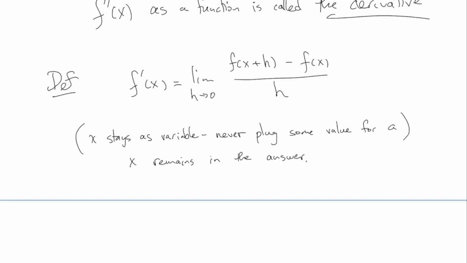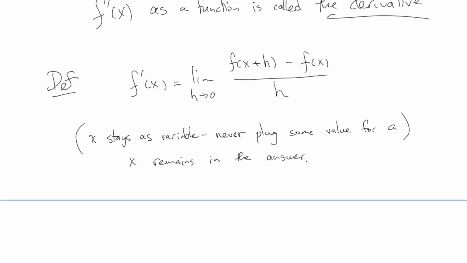Because you're never going to plug in anything for x. The answer is another function, so it will have x's in it, not just a number like the instantaneous rate of change that we've been doing. You always just get a number at the end. This is a whole function describing various different rates of change. All right.